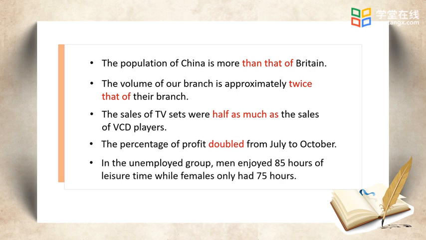In the unemployed group, men enjoyed 85 hours of leisure time, while females only had 75 hours. We need to identify the counterpart when we make contrasts. That is why that is highlighted here. The sentence pattern is more, or twice or 3 times, plus than. Double and triple could be verbs when we describe the changes of certain data.